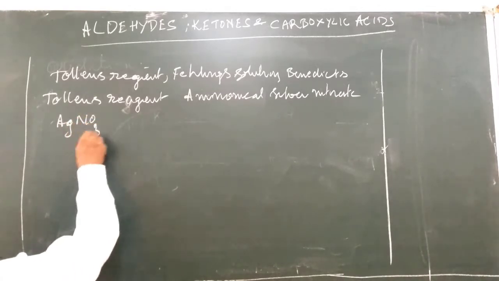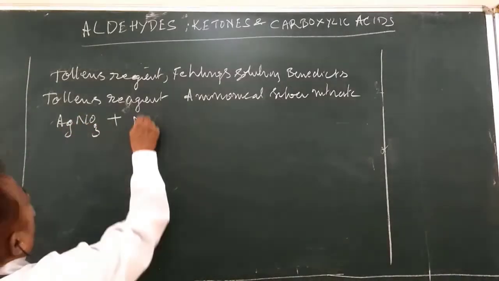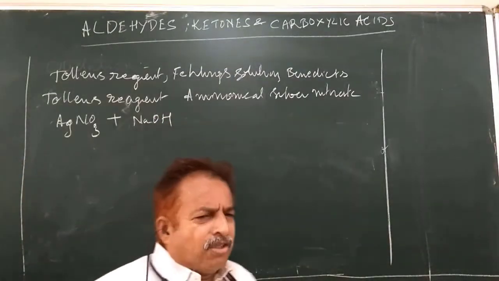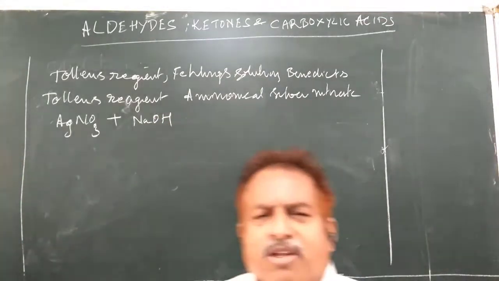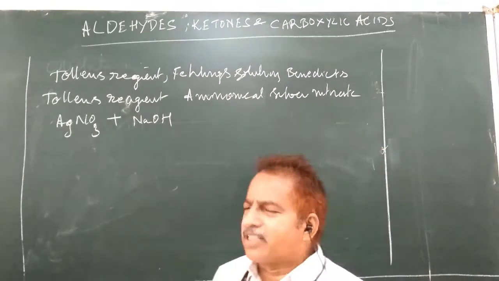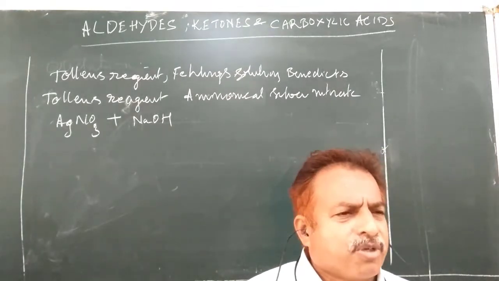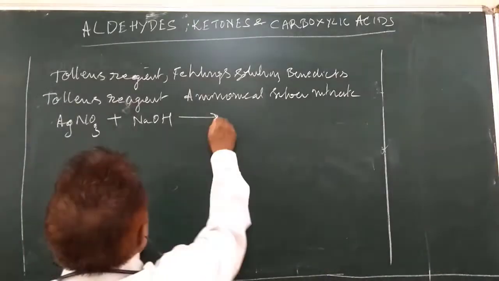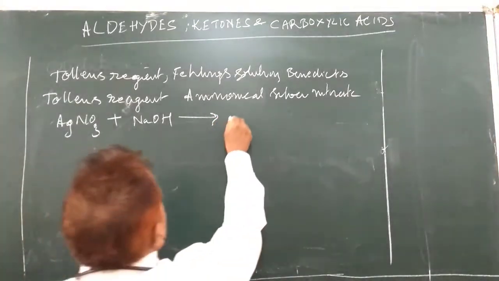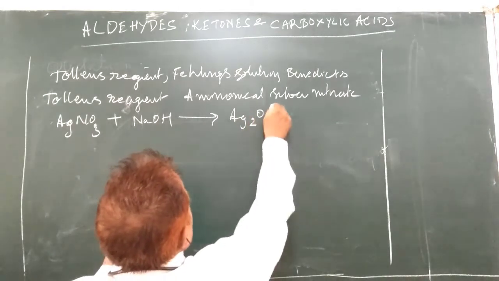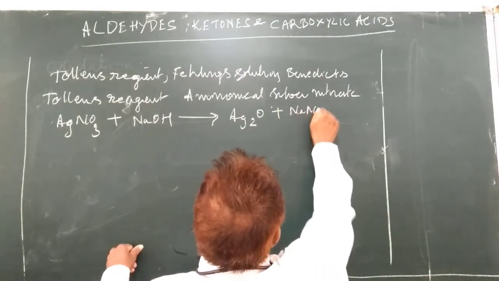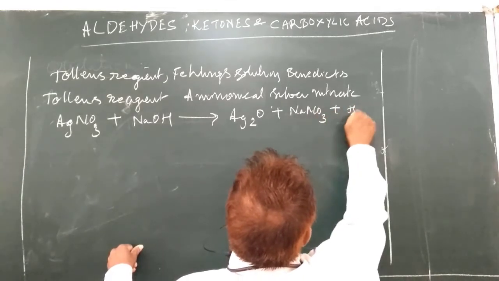AgNO3, it is added to sodium hydroxide. Take about 1 or 2 ml of silver nitrate in a test tube and add few drops of sodium hydroxide until it develops a white precipitate. So silver nitrate plus NaOH gives silver oxide, this is white precipitate, and NaNO3 plus H2O.